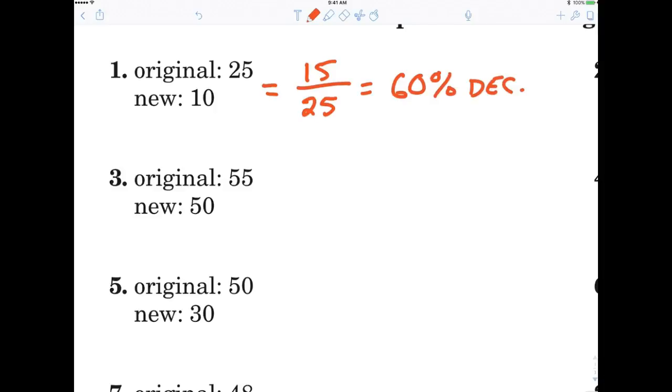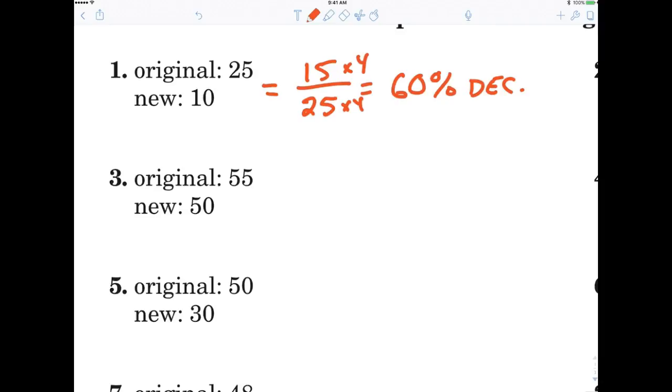How did I get 60? Remember, we're making percentages out of 100, right? So I multiplied this by 4, and I multiplied this by 4. If you're unsure, you could reduce by 5 if you wanted to, or you could take your calculator and divide 15 by 25. How do you do fractions? Just divide 15 divided by 25. Come on now. How do we do it?